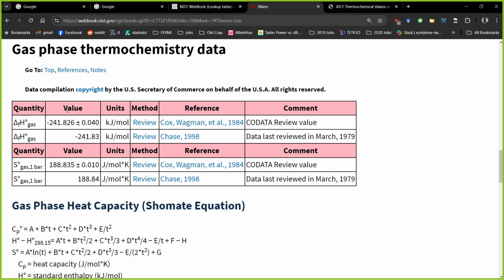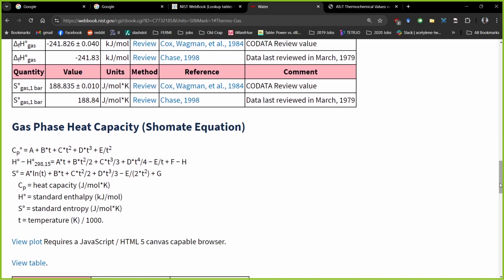It's very close to the value that was on ATCT. The reason why I show you guys ATCT is because those are the hot off the press numbers. As you can see, these numbers are from 1984. Luckily, chemistry hasn't changed that much, but the precision has. So the numbers on ATCT are more precise and more modern, but they're pretty close. The more interesting thing here is the gas phase heat capacity, and almost every molecule has this.